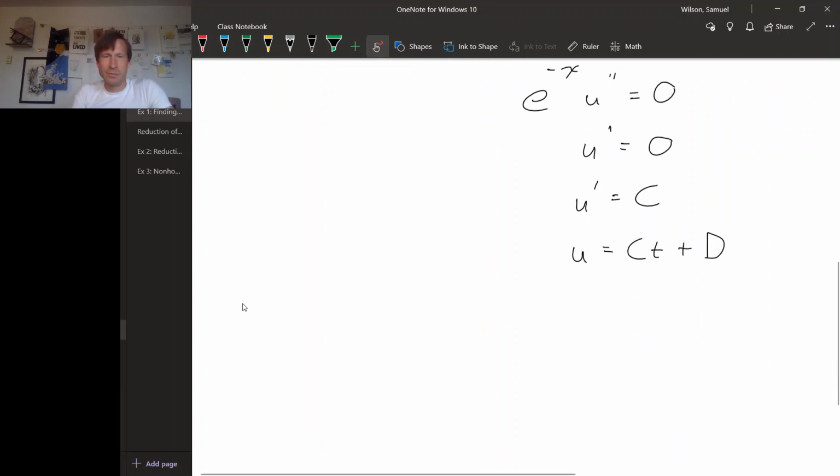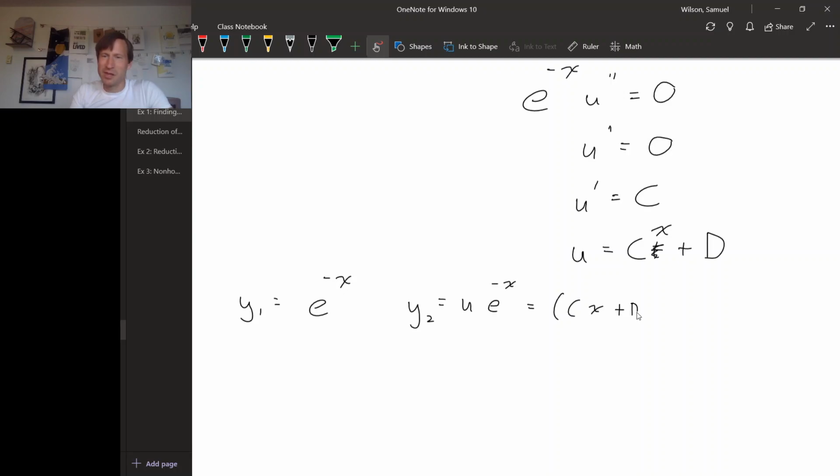All right, and so y1, our first solution, was e to the minus x. So our second solution, y2, we guessed that it was u times our first solution, and now we know what u is. Oh, I wrote t, this should be an x. Now we can put in what we found for u. So our second solution is some constant times x plus some other constant times e to the minus x.